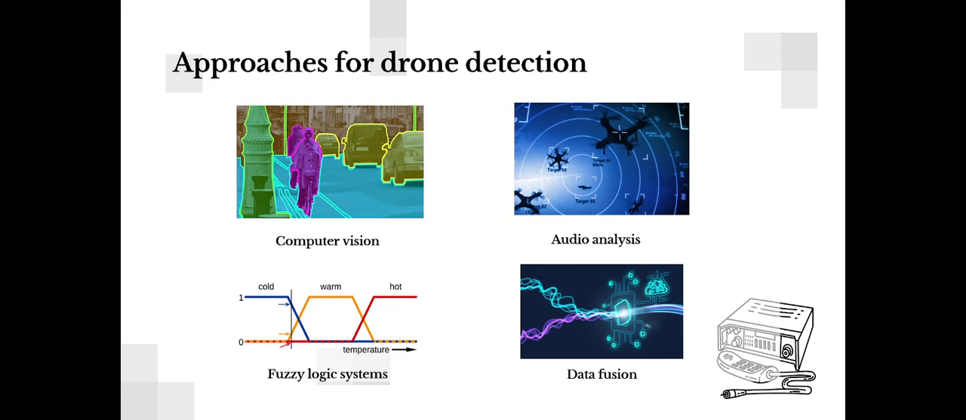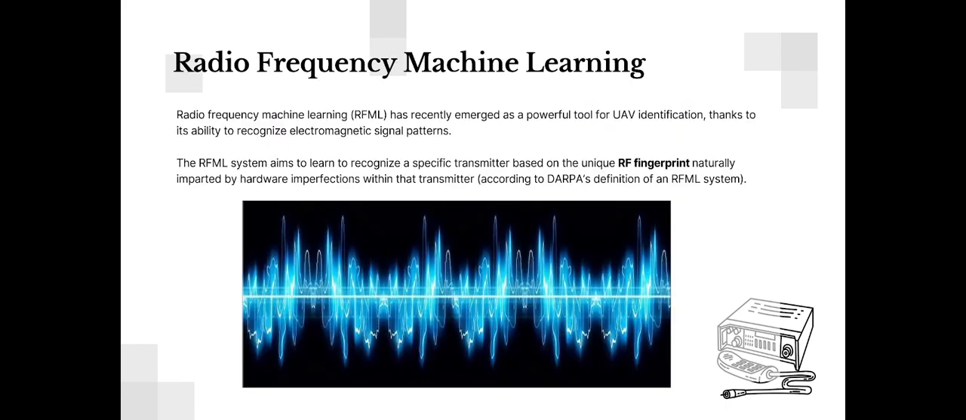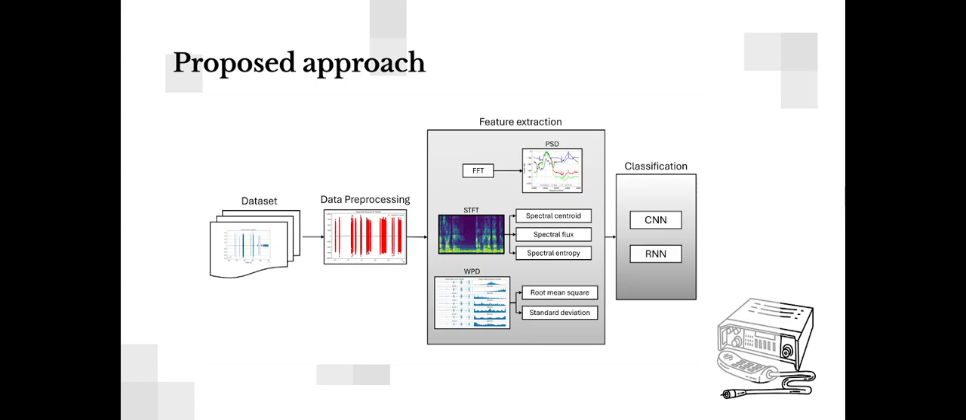However, in recent days, a new approach has been gaining traction: radio frequency machine learning. According to DARPA's definition of a radio frequency machine learning system made in 2019, such a system aims to learn to recognize a specific transmitter based on the unique radio frequency fingerprint naturally imparted by hardware imperfections within that transmitter. The following slide shows our proposed approach for identification of unmanned aerial vehicles using radio frequency machine learning systems. Such a method involves dataset retrieval, data processing, feature extraction using several radio frequency fingerprinting techniques, and deep learning-based classification.